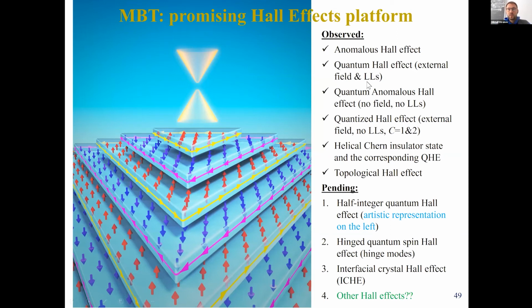Actually, 6 of them have already been confirmed, or let's say claimed to be confirmed. In this case, I refer to arXiv publications. And there are some pending quantum Hall effects. For example, this half-integer quantum Hall effect, whose artistic representation is shown on the left, with the characteristic step edge modes that are chiral.